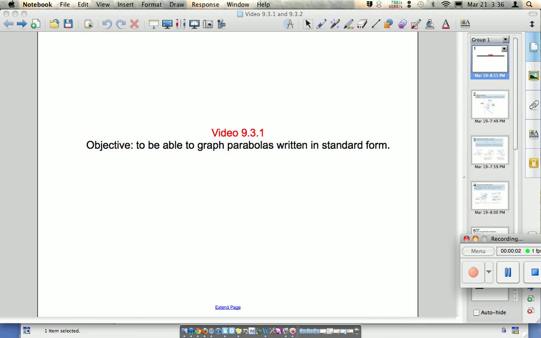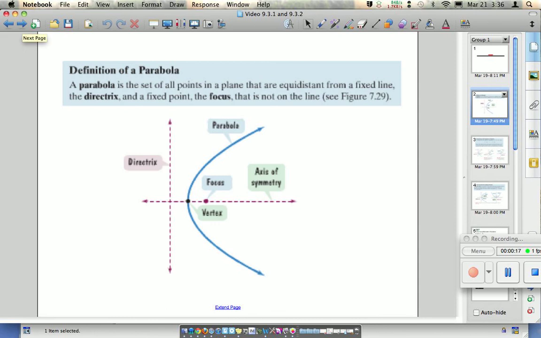This is video 931, and our goal in this video is to be able to graph parabolas written in standard form. We've already talked about the definition of a parabola in class, but let's take a look at some of the major points and what the graph will look like when we talk about parabolas in this way.